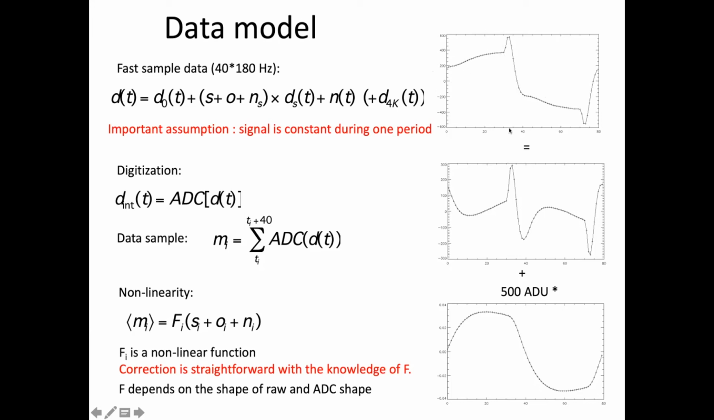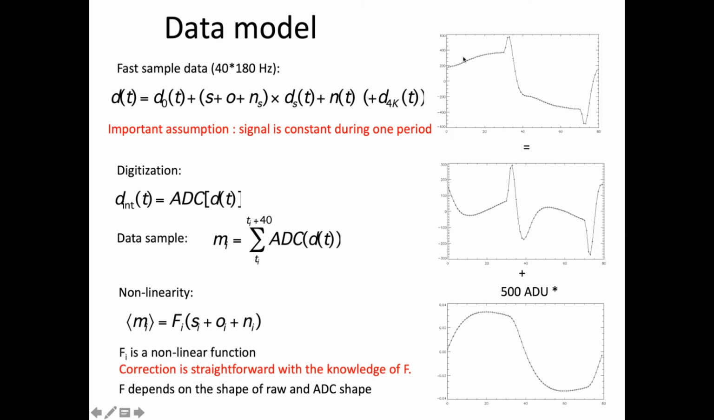So this electronics response is the result of the sum of a static term, which is independent of the signal, the static response of the electronics in absence of signal, plus this response multiplied by the amplitude of the signal. So here, for example, 500 ADU is the amplitude of the whole signal. You multiply those 500 ADU by this shape of the electronics, plus this static term, and you get the electronic response. Remember, each of those points was digitized.